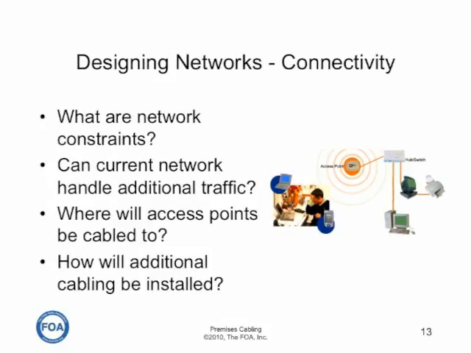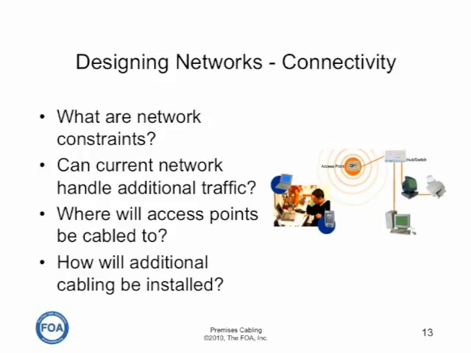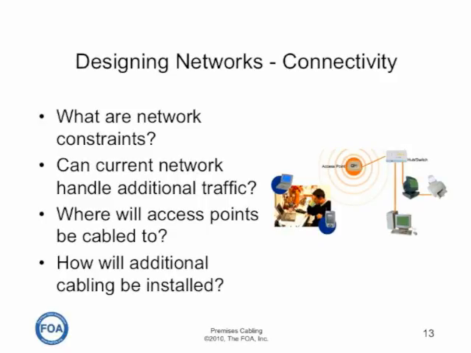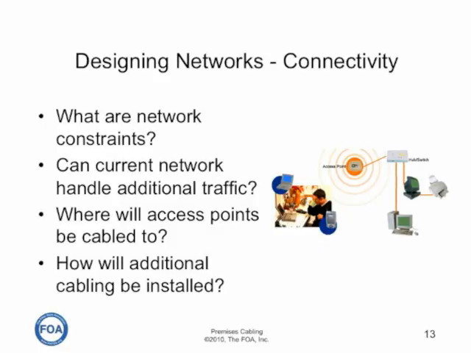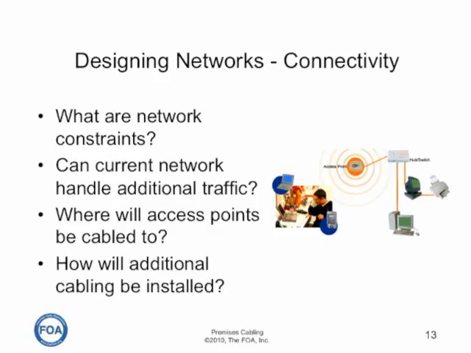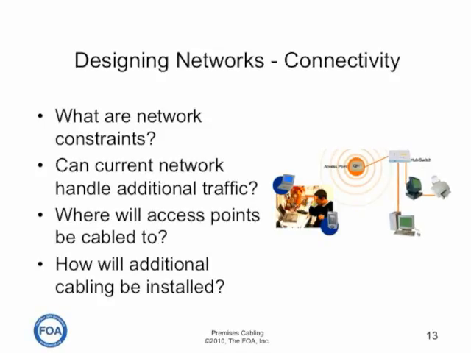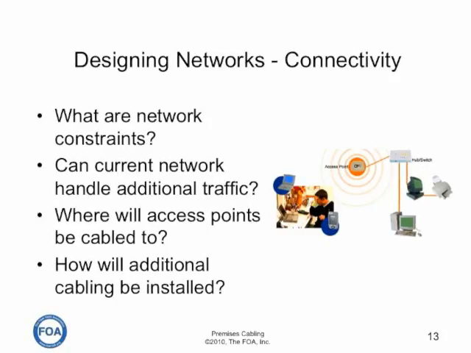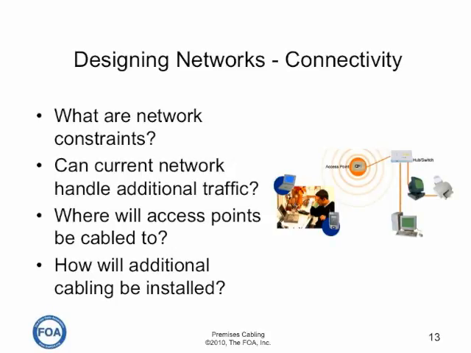When planning for access points, you need to understand what the network constraints are. Can the network handle additional traffic? Where will access points be cabled to? How will additional cabling be installed? What kind of cabling will be used? Remember that a typical 802.11n access point needs to have a switched 1 gigabit per second data connection in order to be effective.